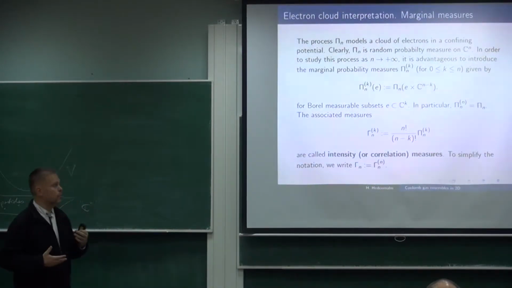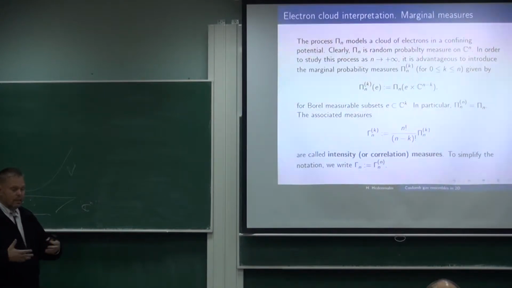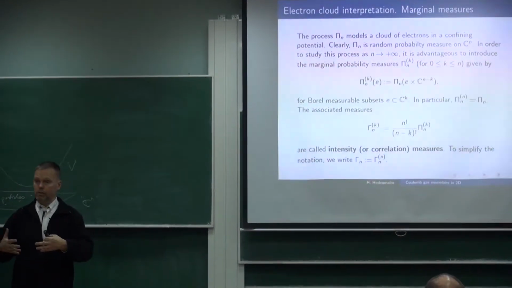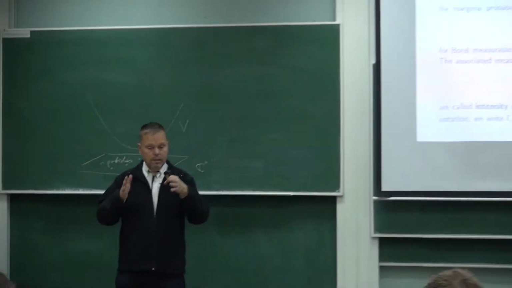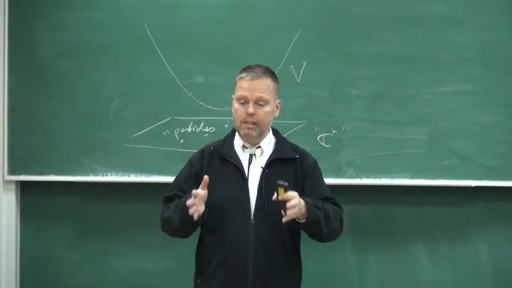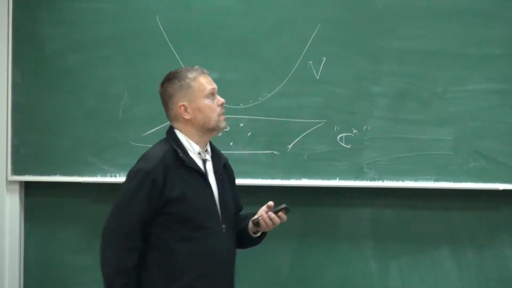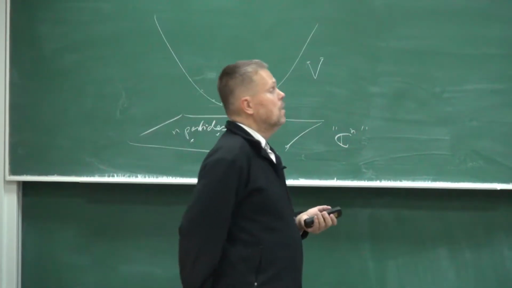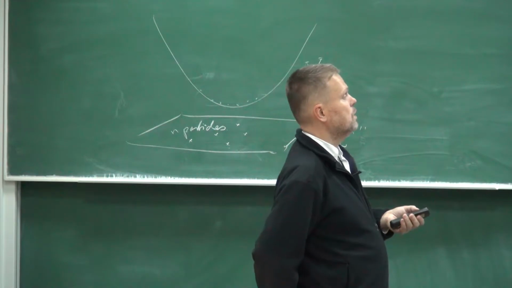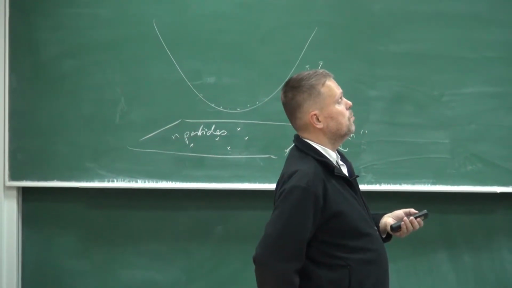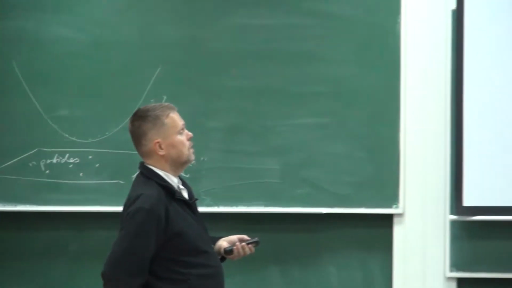However, if you look at the process itself, it doesn't care about the ordering of the particles. So this could be any pair, or any k-tuple, of particles. The numbering is not essential. Okay, and then what we do is we take the associated measures and we form something called the intensity measure.